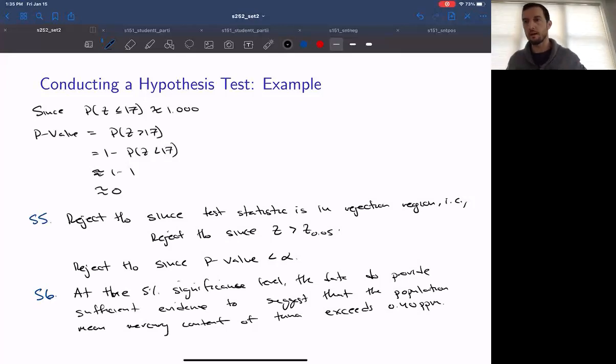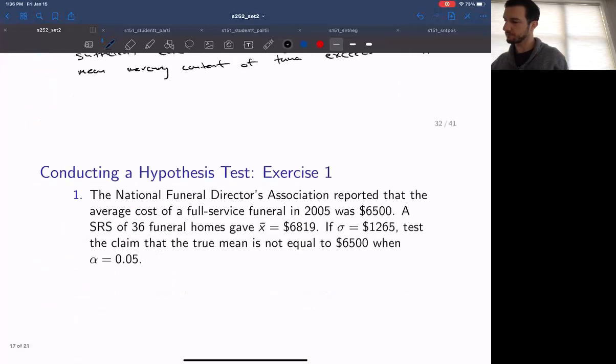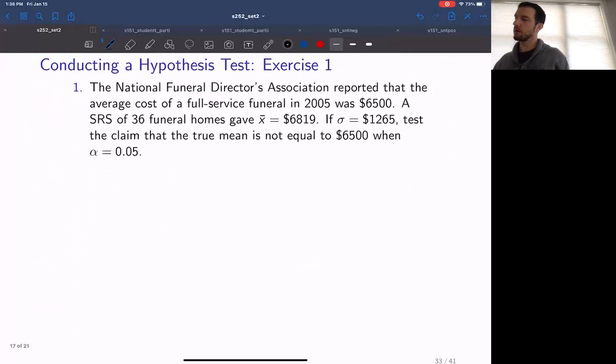Okay, so that's a hypothesis test using the standard normal curve. In this case, it's an upper tail test. Does anyone have any questions? Okay. All right.